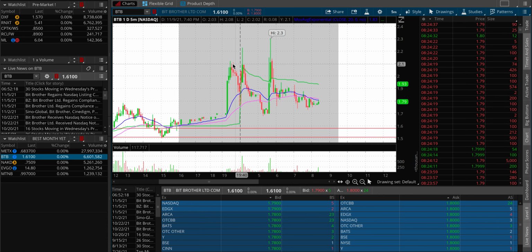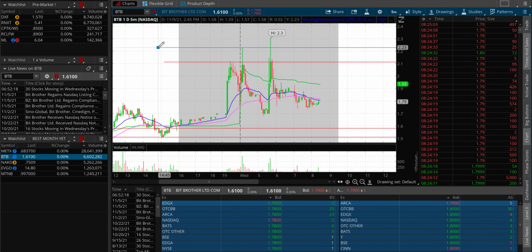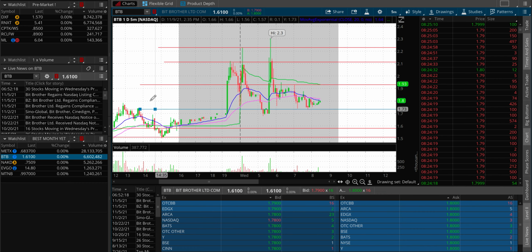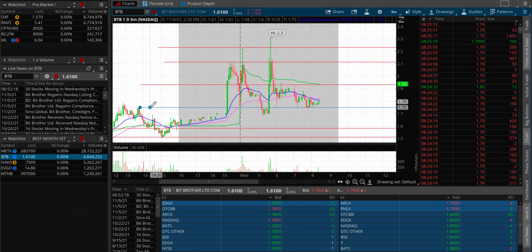BTB, if it was up here, it would probably be on the scanner. But because it retraced the whole move, that's why it's currently not on the scanner, but we traded it yesterday. So this is the second day, continued momentum. It's normally a little tougher for longs. First day movers are the easiest for longs, toughest for shorts. And then as the day goes by, they become easier for shorts, tougher for longs.